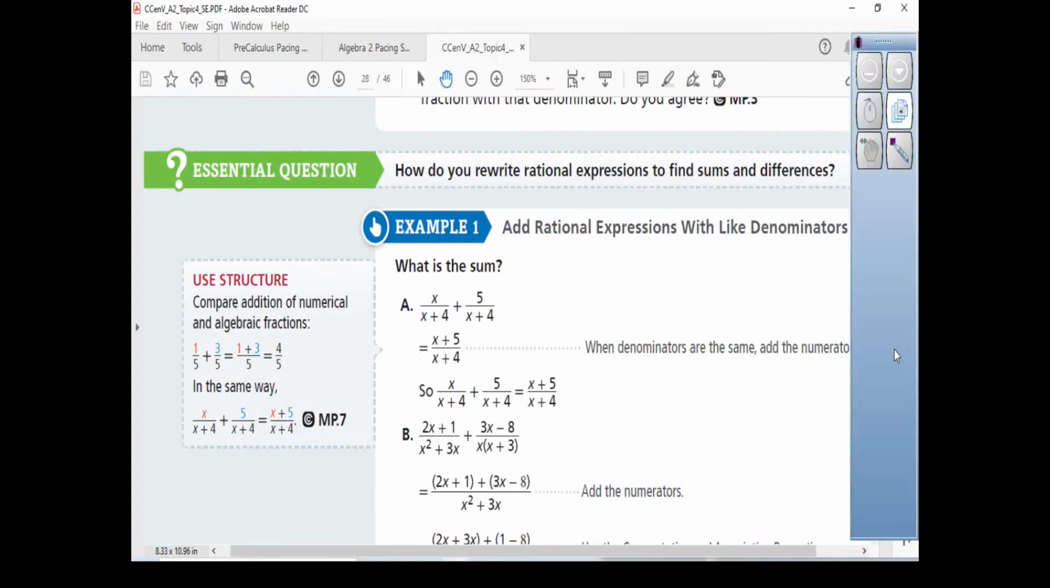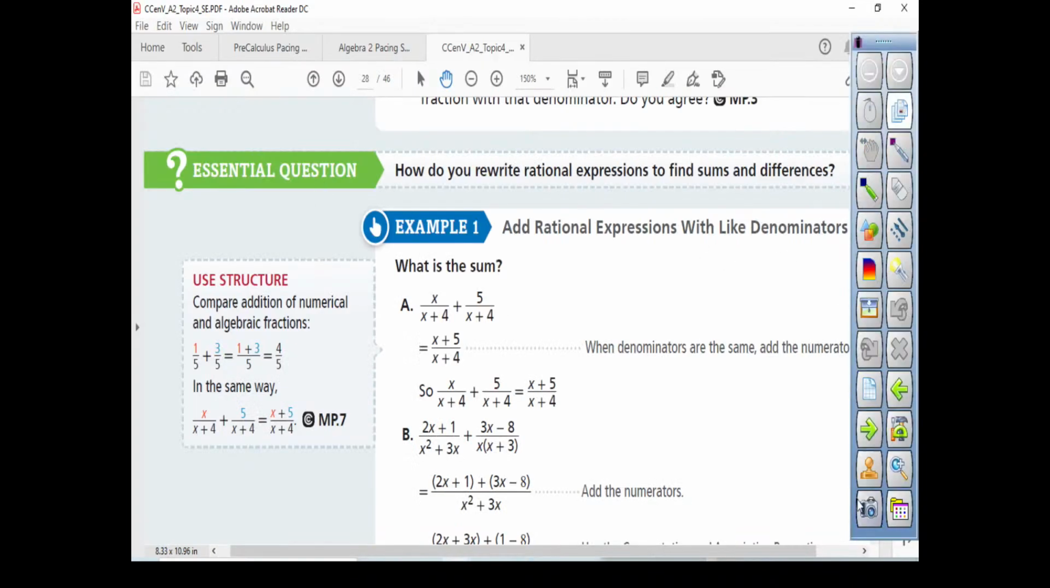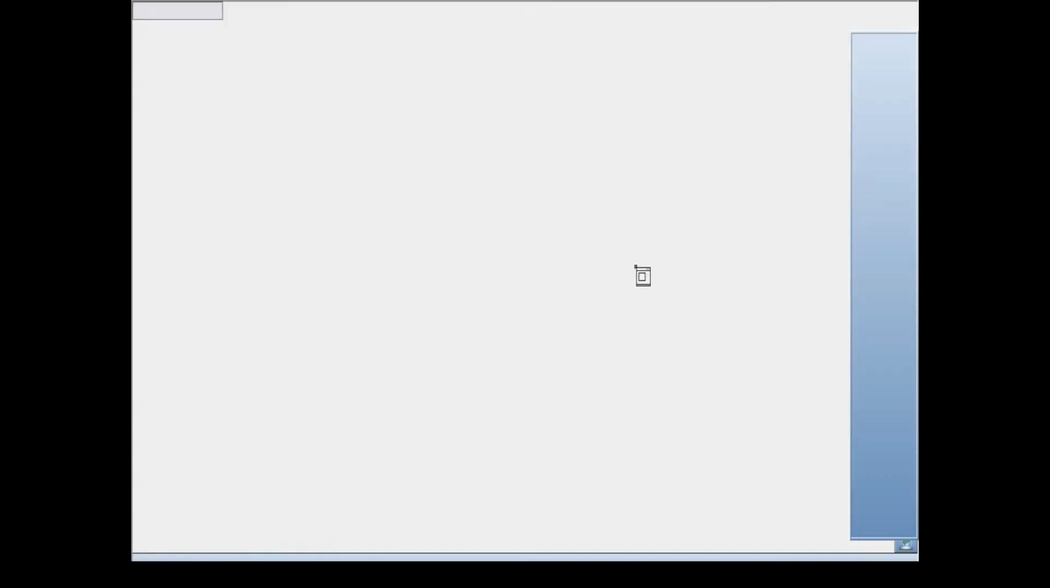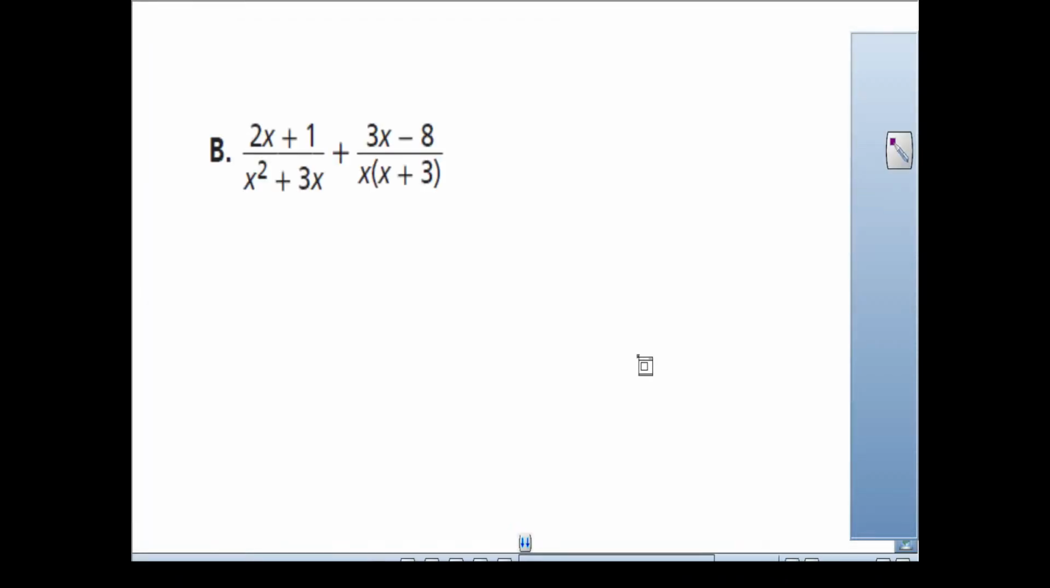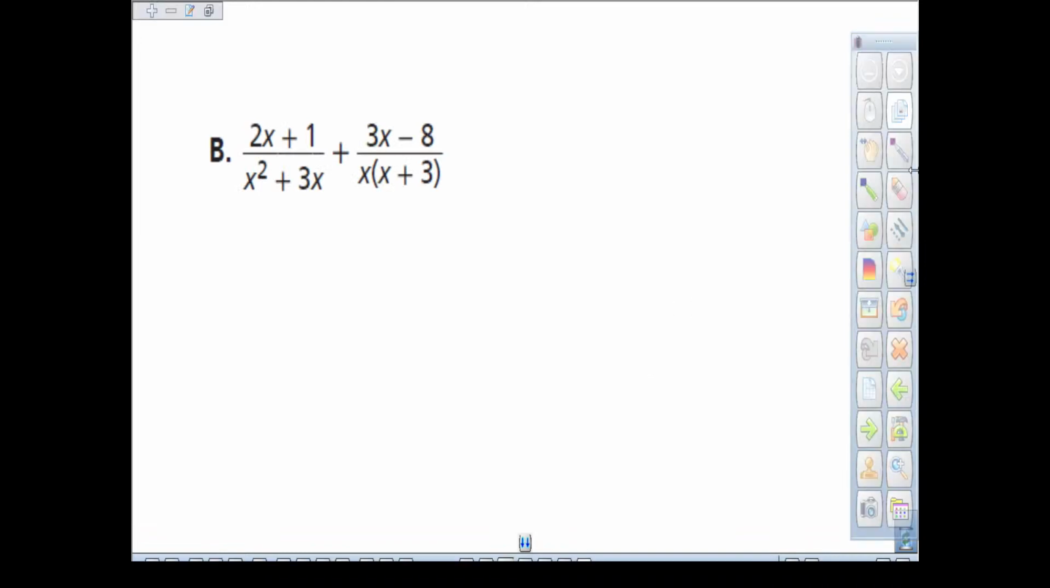So in another example, this is not exactly the case. It's not perfectly done for us. We have to do just some tweaking to see what's going on there. This one says add 2x plus 1 divided by x squared plus 3x, plus 3x minus 8 divided by x times x plus 3. So my eyes have to be trained enough to see, can I get this to look like that? Well, let's see if I actually multiplied it out, would that look like it? I'm not sure. Let's take a look.